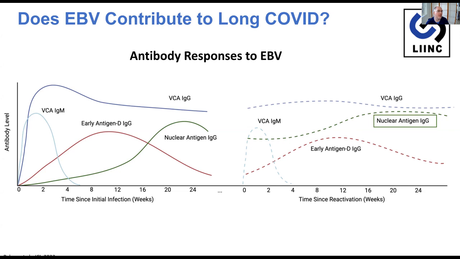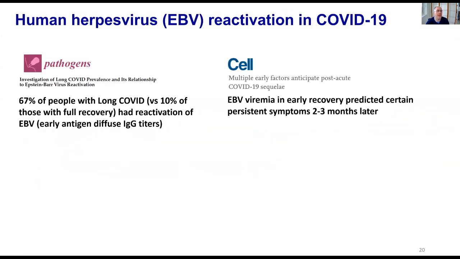But again, these have been associated with autoreactive processes. And so a couple of studies, most recently, brought up a provocative idea that perhaps EBV reactivation, probably during acute infection when there's a large amount of inflammation and cytokine release from SARS-CoV-2 infection, may predispose people to developing long COVID symptoms. This was clear in the paper in Pathogens and then in Cell as well.